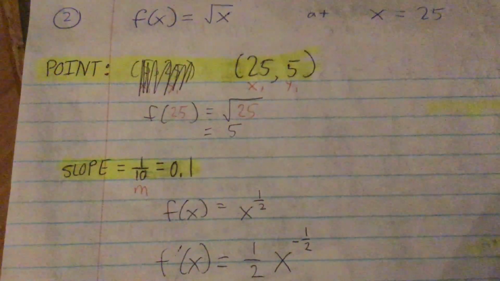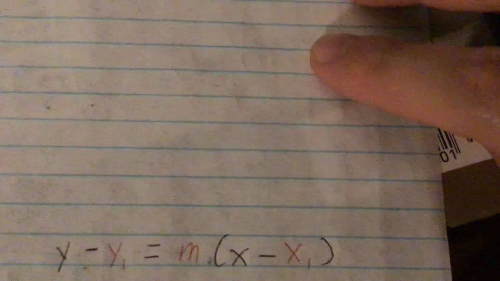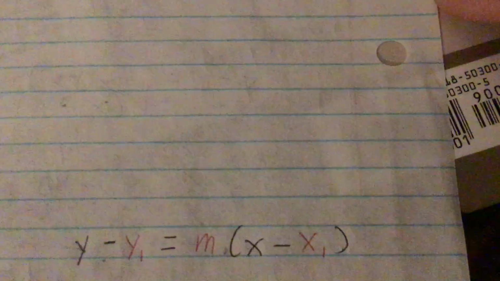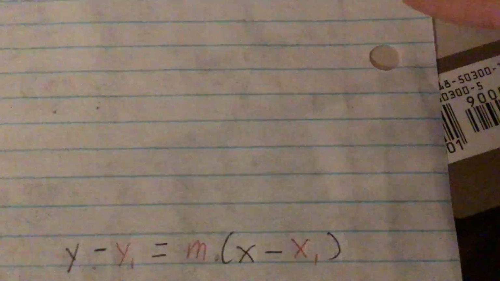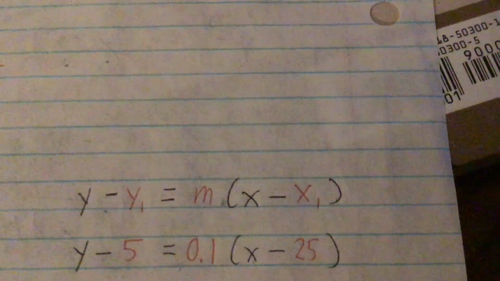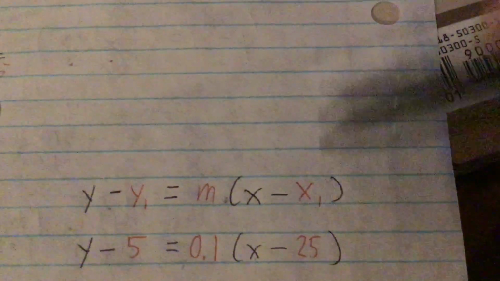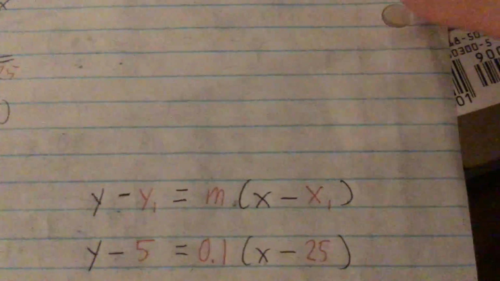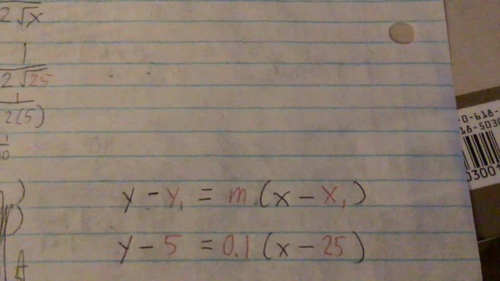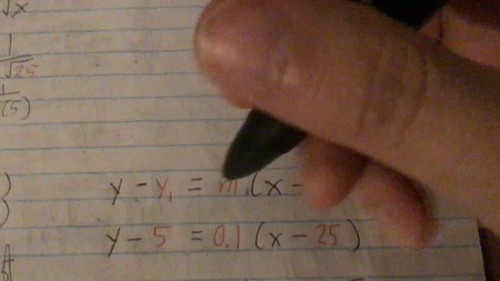So now that I've got x1, y1, and m, I'm going to go to y minus y1 equals m times x minus x1. So now I'm going to plug in y1 is 5, m is 0.1 or 1/10, whichever you prefer, and x1 is 25. Are there any double negatives? No double negatives. So what I'm going to do is distribute the slope.